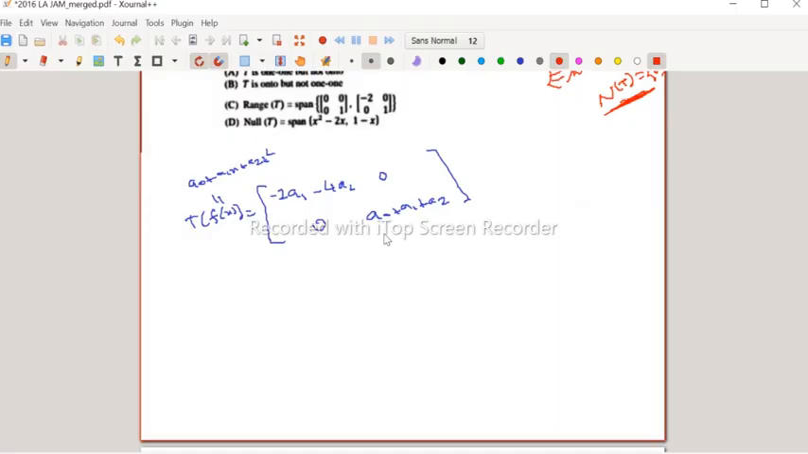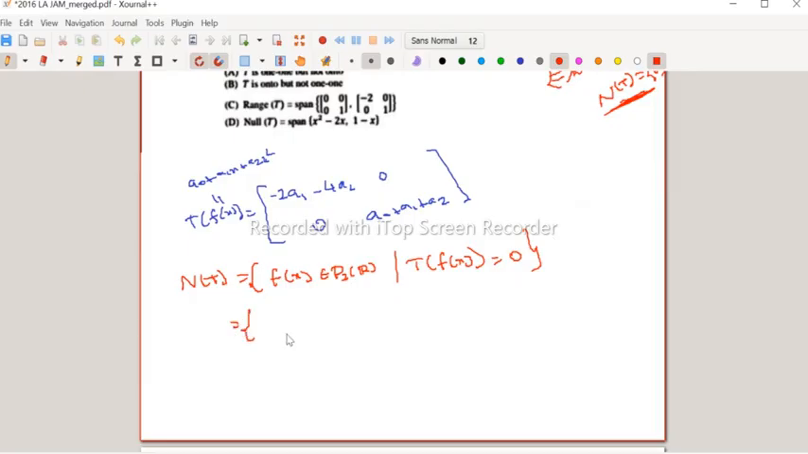Okay, N(T). We have to prove that if N(T) contains only the 0 polynomial, then the function is a 1-1 function. Now we have to find what the null space N(T) is. By the definition, N(T) is nothing but the set of all polynomials from the domain P2(R) such that it maps to 0. That is, T of f(x) should be 0. But here 0 means what? Actually the 0 polynomial, because the codomain is the 0 matrix.